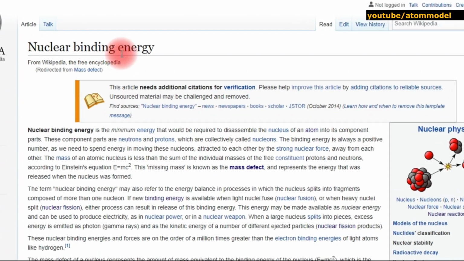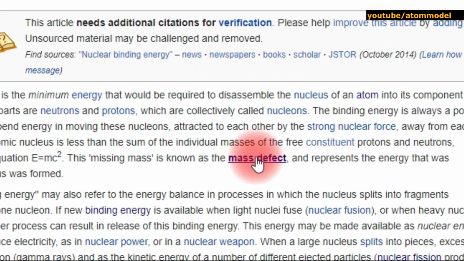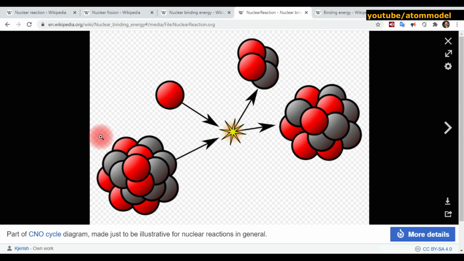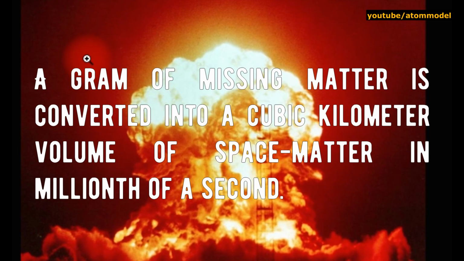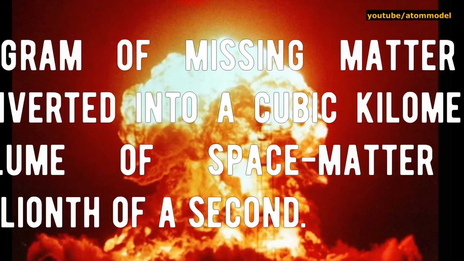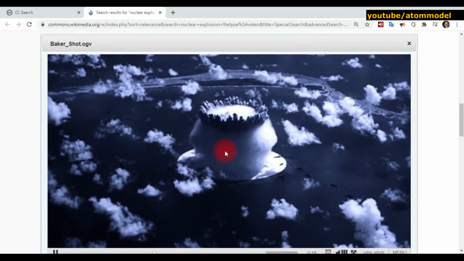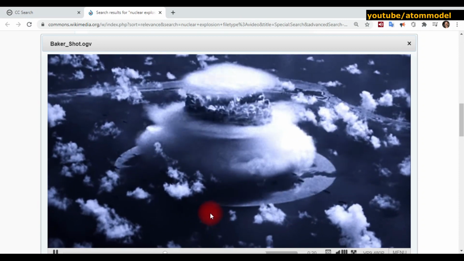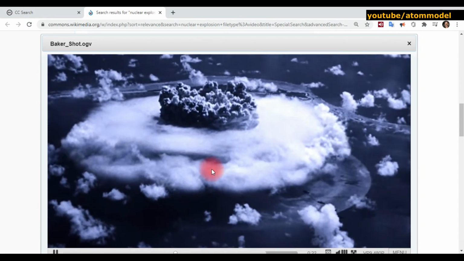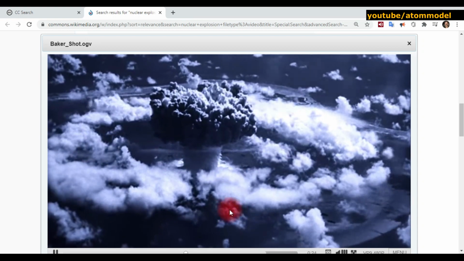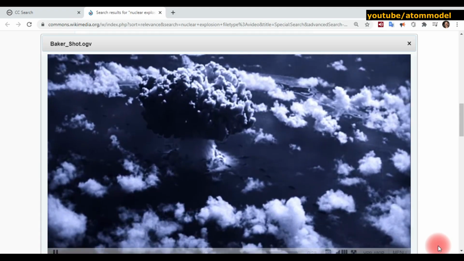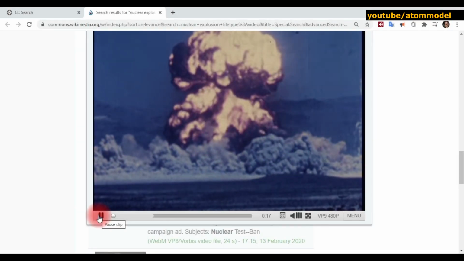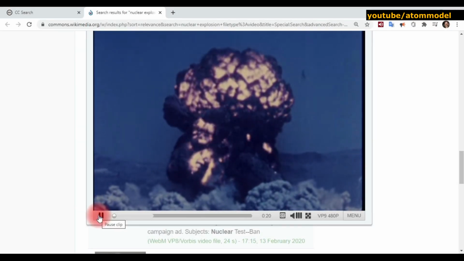He thinks that perhaps the mass defect in a nuclear reaction is converted into a thin form of matter called space matter. A gram of missing matter is converted into a cubic kilometer volume of space matter in a millionth of a second. This rapid, huge expansion and explosion provides the surrounding particles a great amount of kinetic energy, and when these particles collide with the surrounding matter, it results in the generation of a tremendous amount of heat energy. Maybe this is the way a nuclear explosion releases energy.